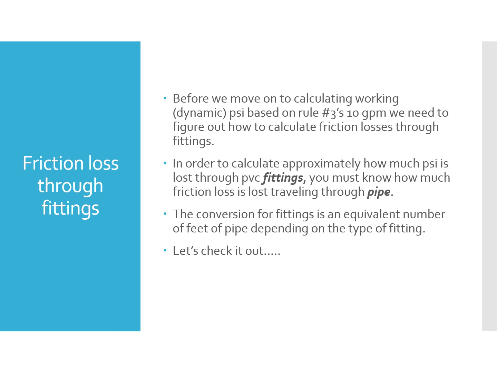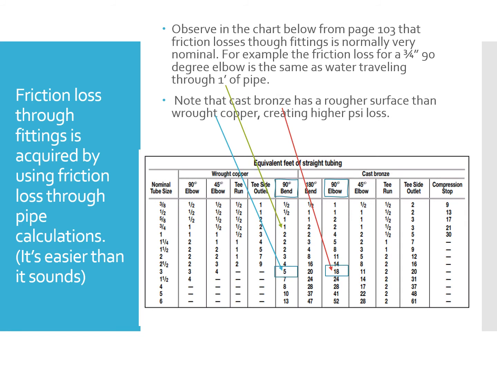So when I show you the chart, it'll be a little bit more clear, but basically there's a value for a 90-degree elbow, a value for a T, a value for a 45-degree elbow, and we're going to figure that out right now. So take a look at this chart.